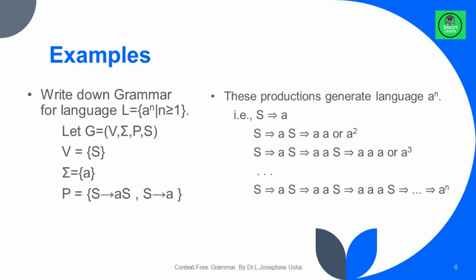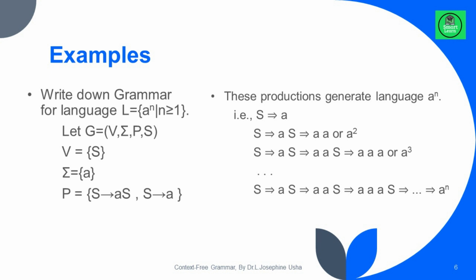For example, consider this language L equal to a power n, where n is greater than or equal to 1. For n equal to 1, the smallest string that can be derived from the language is a. So I am using the first production as S tends to a.